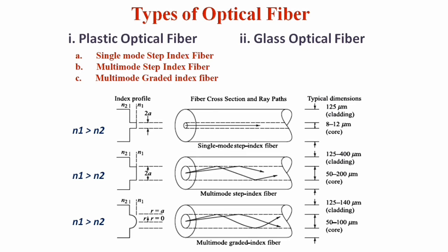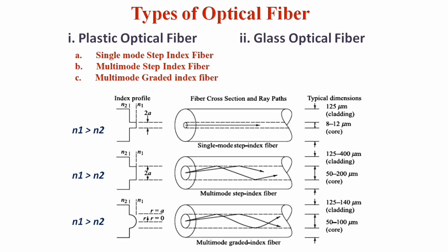Now let's go to the diameter of the core and cladding. The diameter of the core is around 50 to 200 micrometer and the cladding diameter is around 125 to 400 micrometer. Comparing single mode step index and multi-mode step index, the core diameter is much greater in the multi-mode fiber than the single mode fiber. By seeing the fiber structure itself, we are able to identify whether it is a single mode or multi-mode fiber. It is possible.